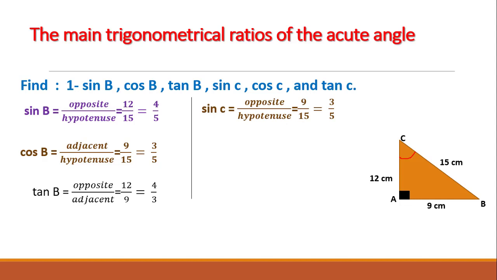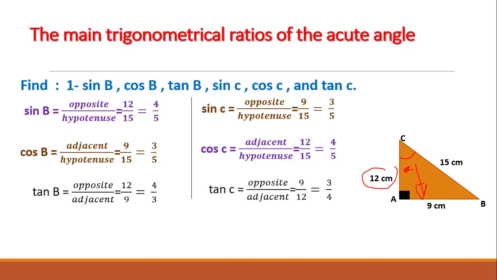Okay, what about cosine C? Cosine any angle equals adjacent over hypotenuse. The adjacent for this angle is 12. So 12 over 15, which is 4 over 5. Let's move to the tangent. Tan angle C. Tan means opposite over adjacent. What is the opposite of angle C? 9. What is the adjacent? 12. So 9 over 12. 9 over 12 is 3 over 4. Okay?